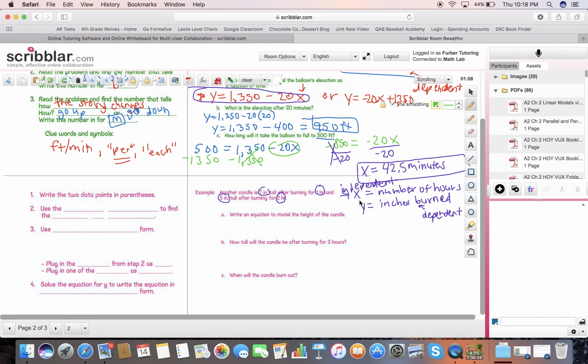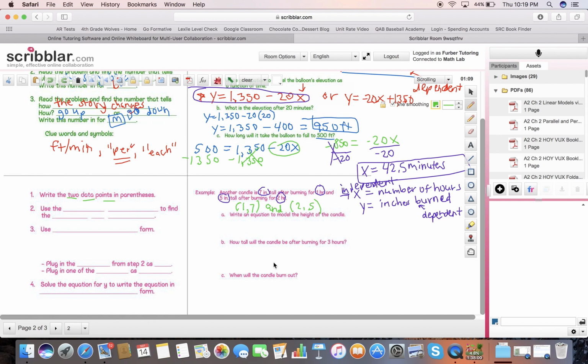I have to know if it's the number of hours that comes first or the number of inches burned. So you do have to identify your independent and dependent variable in order to set these up correctly. In my example, the x value is the number of hours. So my 2 points are, after 1 hour, it burned down to 7 inches tall. And then my other one is after 2 hours, it burned down to 5 inches tall. There's my two data points. They get written inside parentheses like an x1, y1, and an x2, y2.